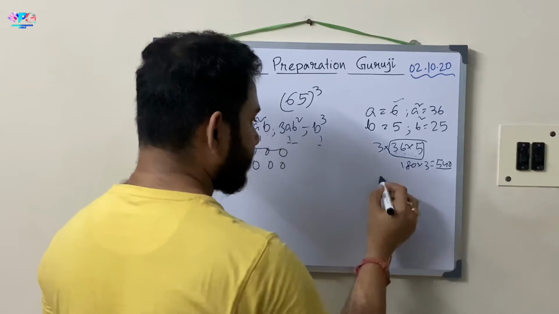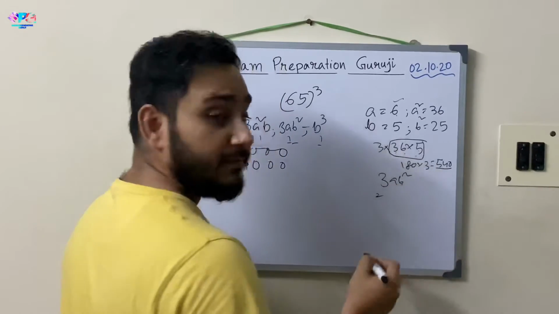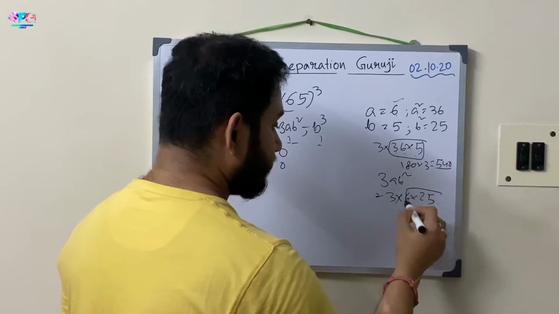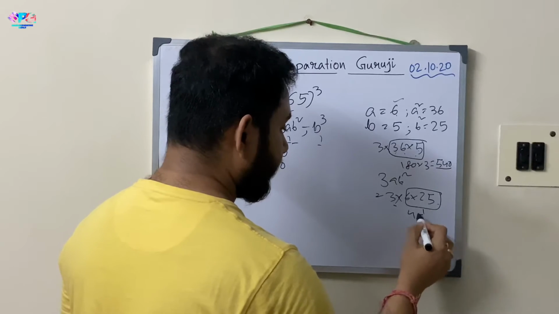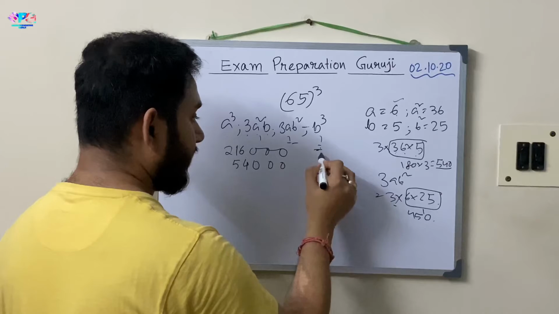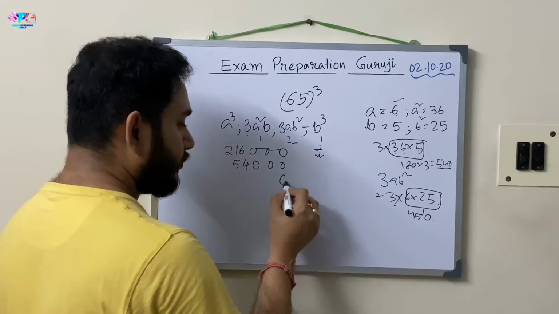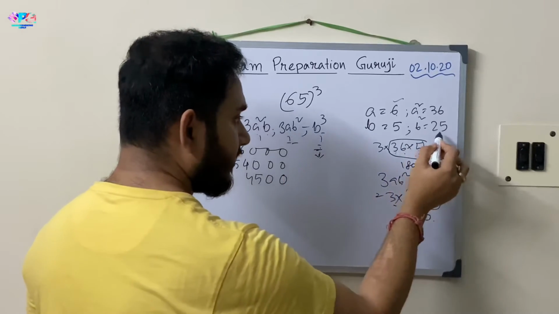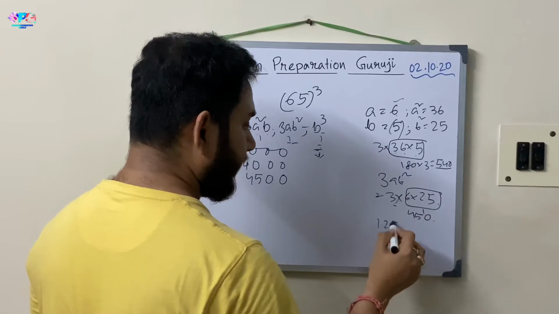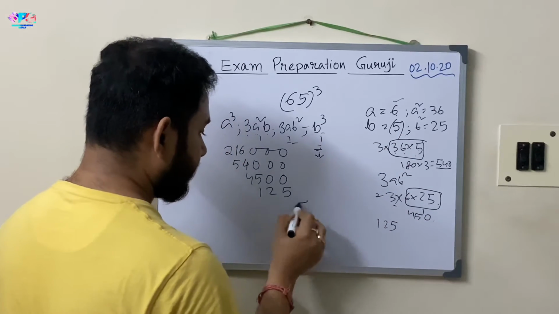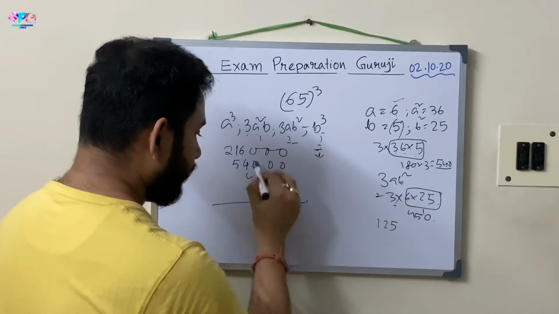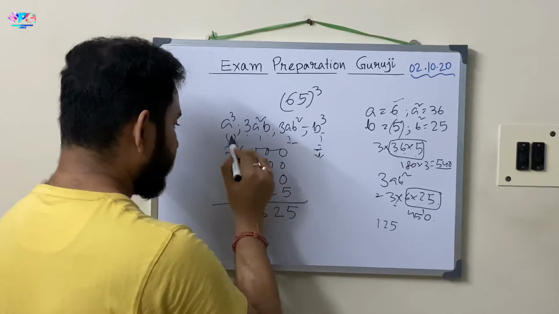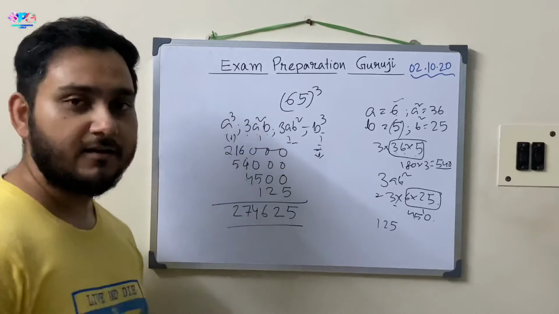What about this one, 3AB square? 3AB square means 3, A means 6, B square means 25. This one means 150 into 3, 450, correct? We need to put one number remaining, so we put 0, then 450. What is the last number? B cube means 5 cube, that is 125. Put 125. That's it. 5 2 6 8, 6, 14, carry 1, 5, 6, 7, 2. That's it. Very easy process, right?